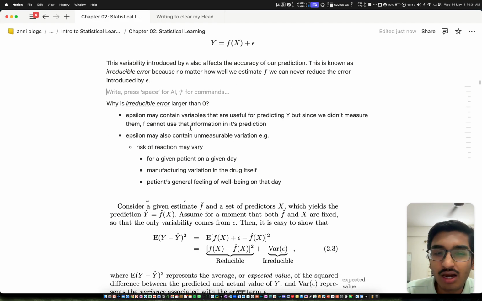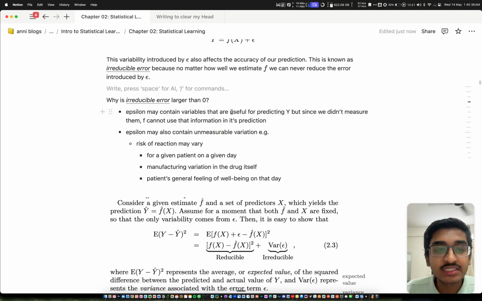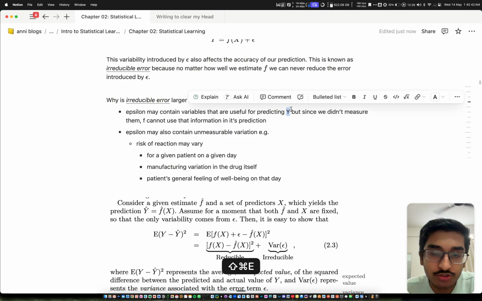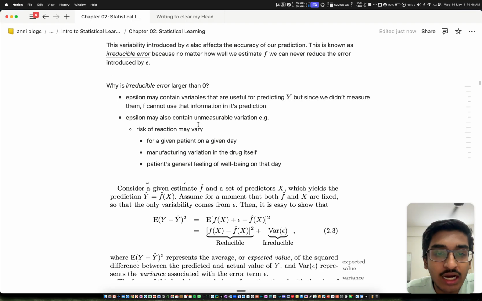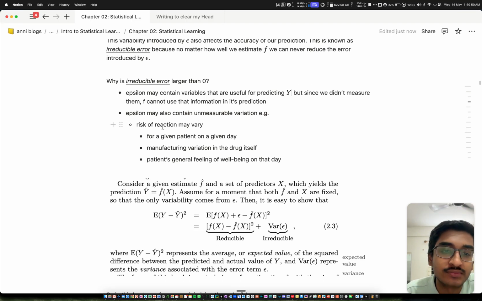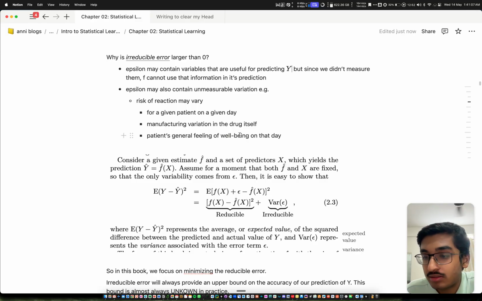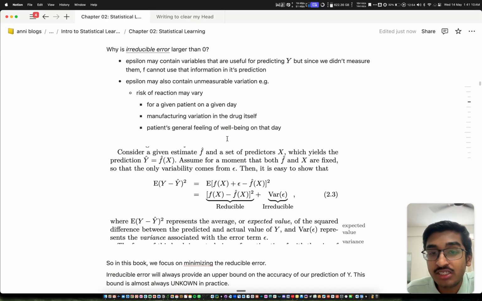So what is irreducible error? What is the intuition? For example, epsilon might contain variables that are useful for predicting y, but we didn't measure them. So this is information that our statistical method cannot even use to predict. Another thing: the risk of reaction of a particular patient for a drug could vary for a patient on a given day. I mean, I had a bad breakfast. It could vary due to manufacturing variation in the drug itself, the cold storage chain and so on. Or the reaction could also depend on the general well-being of the patient on that particular day.